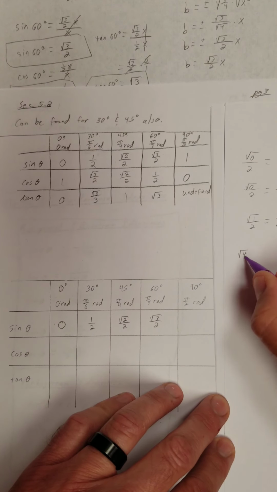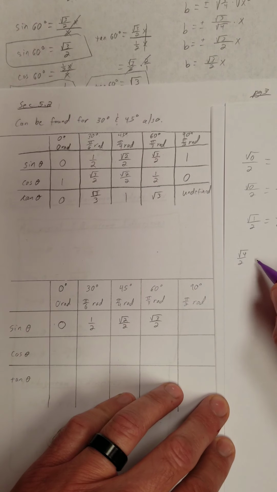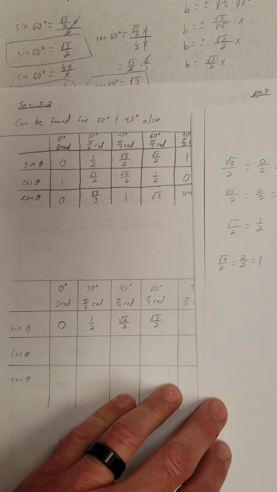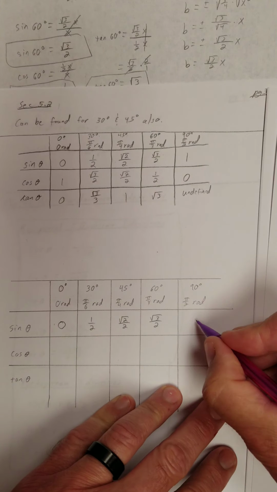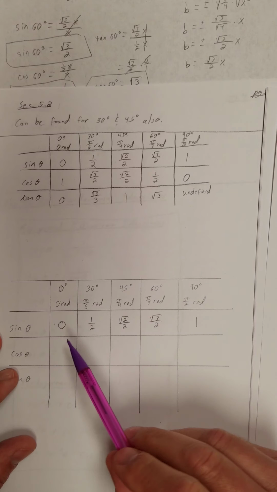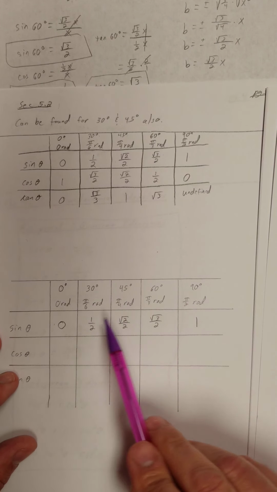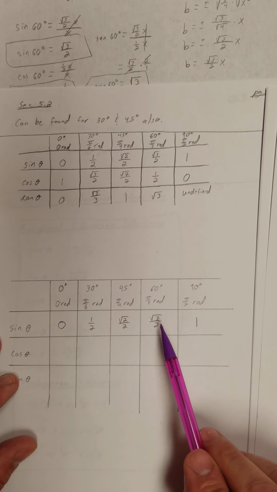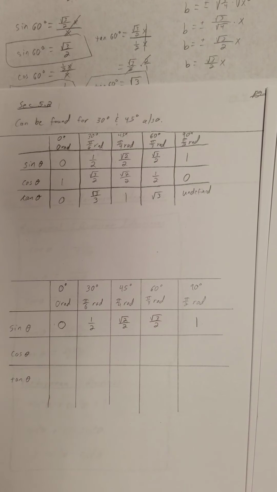But the square root of 4 over 2 can be simplified. Square root of 4 is 2, over 2, 2 over 2 is a value of 1. So how does this run? If you have your chart in the right order: square root of 0 over 2, square root of 1 over 2, square root of 2 over 2, square root of 3 over 2, square root of 4 over 2.